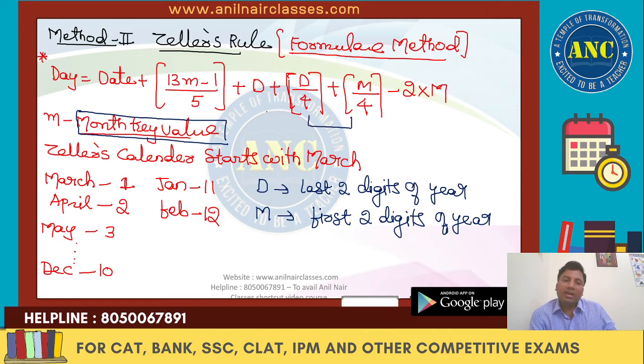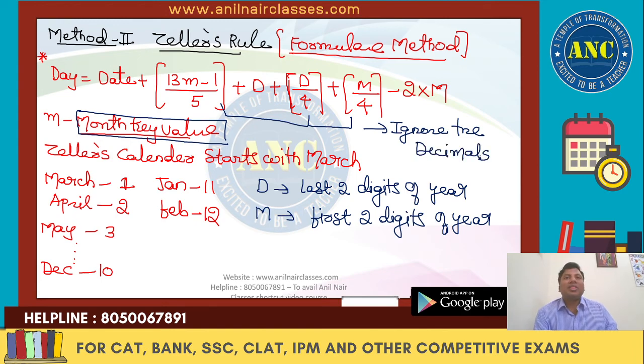Here and here and here. If you get any decimals, please ignore the decimals. Completely ignore the decimal values. 13.1, it is 13. 13.99, it is also 13. Completely ignore the decimal values. It is D by 4.